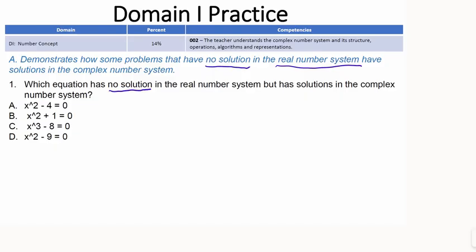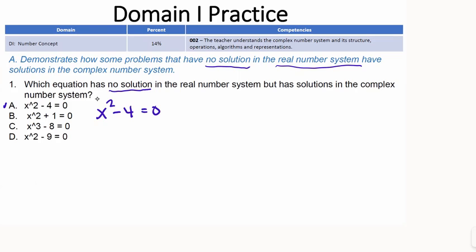Okay, here we go. Ready? Let's solve everything. Letter A. This says here x squared minus 4 equals 0. We're solving this. Now, our goal is to find the solution.